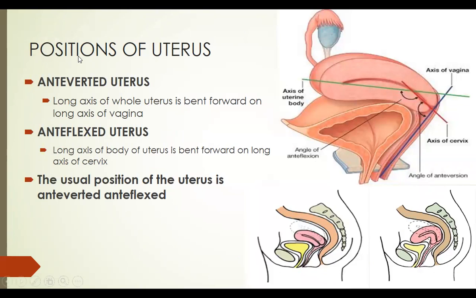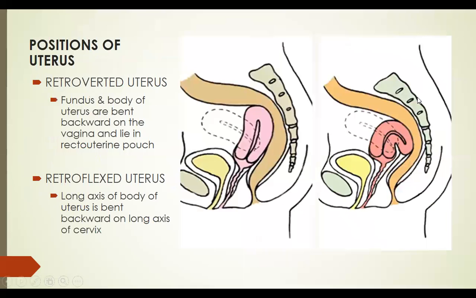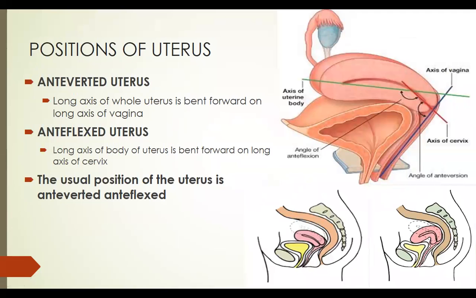Now coming to the position of the uterus. The normal position of the uterus, as you know, is anteverted anteflexed. This is the position of the uterus. What do you mean by anteverted? Anteverted means the angle between the long axis of the vagina and the long axis of the cervix. This is 90 degrees, and this is called the angle of anteversion. Then we have the long axis of the cervix and the long axis of the uterus. This angulation is called anteflexion.